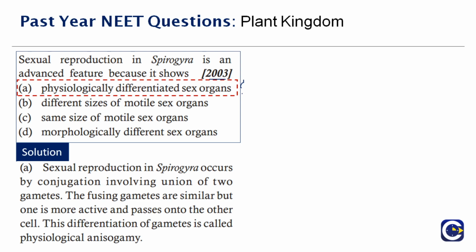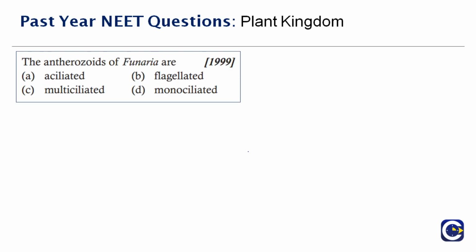So this Spirogyra, we've already spoken about it a lot in the earlier parts. Does it undergo isogamy or anisogamy? It undergoes anisogamy. Okay, physiologically differentiated means it is anisogamy. Sexual reproduction in Spirogyra occurs by conjugation. Another important feature, it undergoes conjugation. When I say iso, they are fusion of gametes which are morphologically and physiologically the same. When I say aniso, it means they'll be physiologically differentiated sex organs. So the correct answer for Spirogyra sexual reproduction is option A, physiologically differentiated sex organs. Okay, now let's move to the next question.